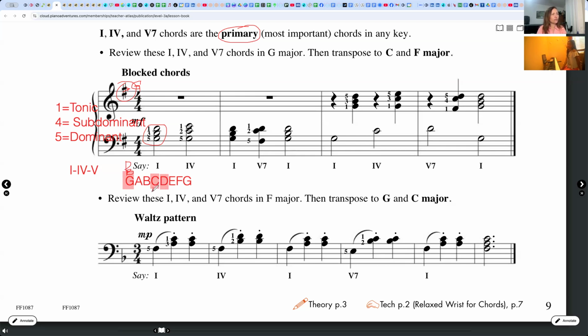And what notes are going to be included in the C chord? This is our 4th step, right? This is 4. This is 1. C, E, G. So this is our C chord, right? And the dominant is going to have what kind of notes? D, F, and A.